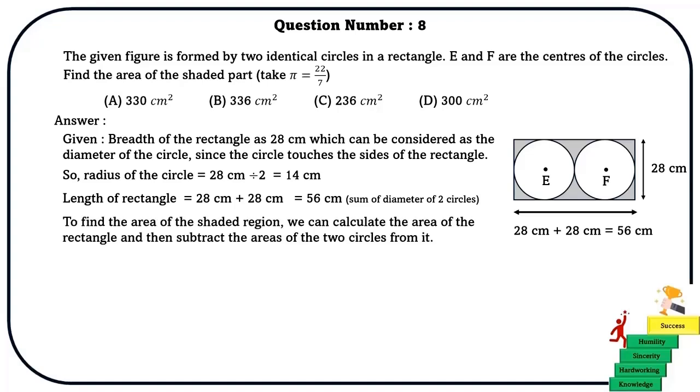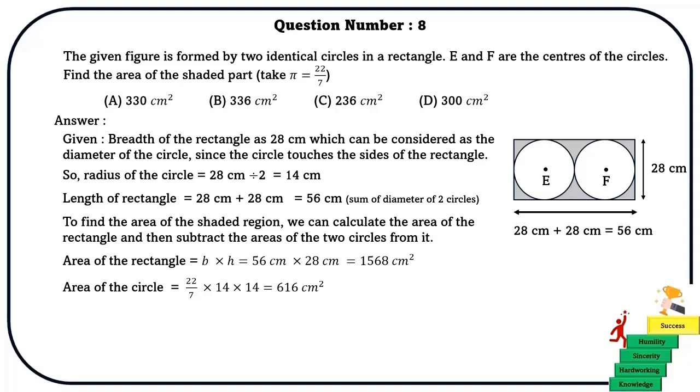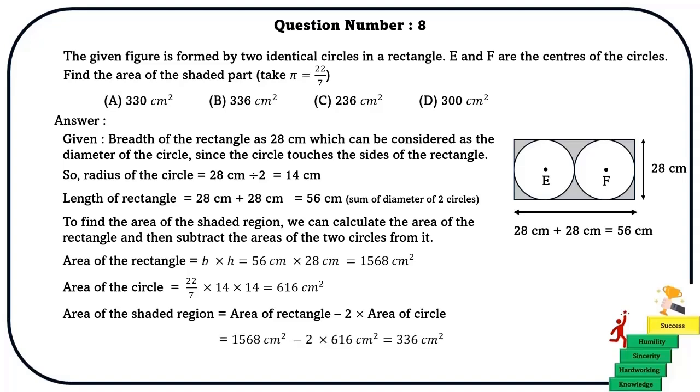To find the area of the shaded region, we can calculate the area of the rectangle and then subtract the areas of the two circles from it. So area of the rectangle is equal to 1568 cm square. Area of the circle is equal to 616 cm square. And area of the shaded region is equal to area of the rectangle minus 2 into area of the circle. So area of the shaded region is equal to 336 cm square.